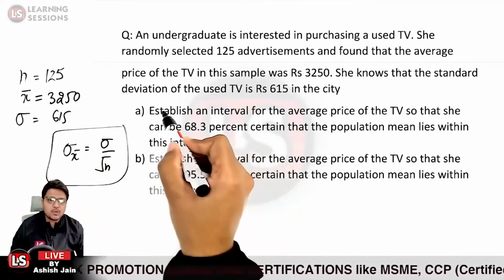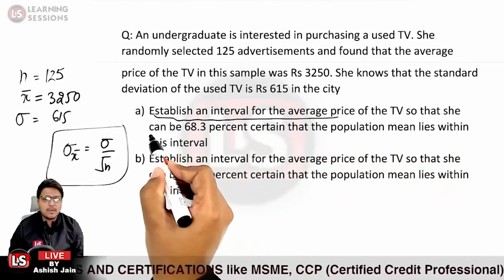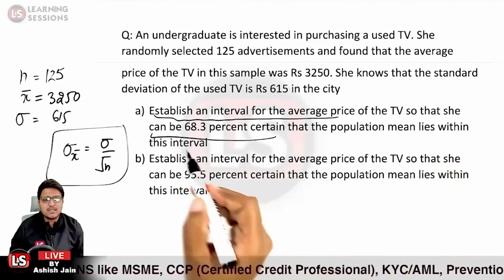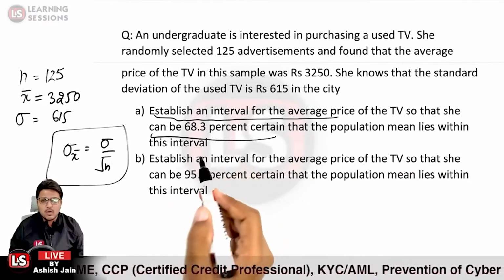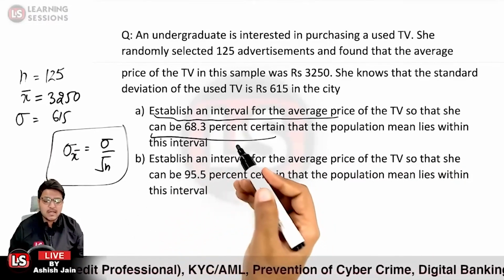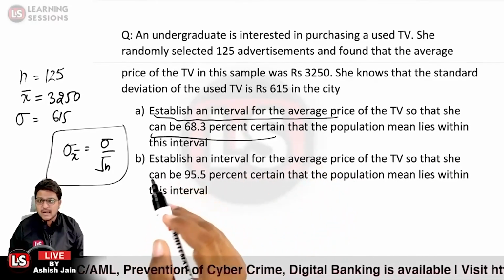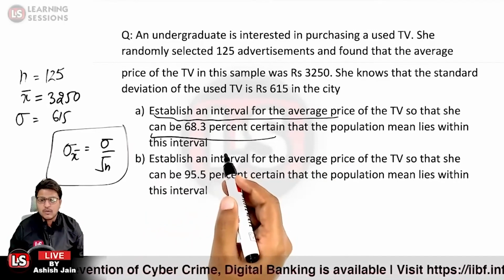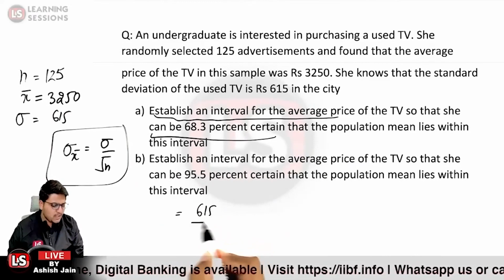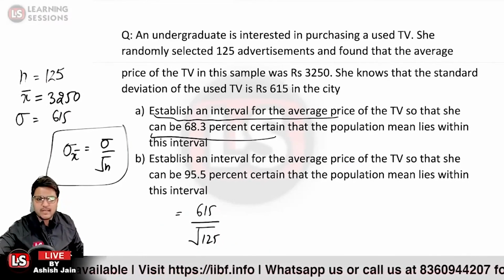The question is to establish an interval of the average price of the TV so that she can be 68.3% certain that the population mean lies within this interval. So what is the criteria? She wants to be 68.3% certain that the population mean lies between the estimated values. That is the interval that we need to calculate. So over here sigma is equal to 615, and n is equal to 125. That is quite simple to solve.